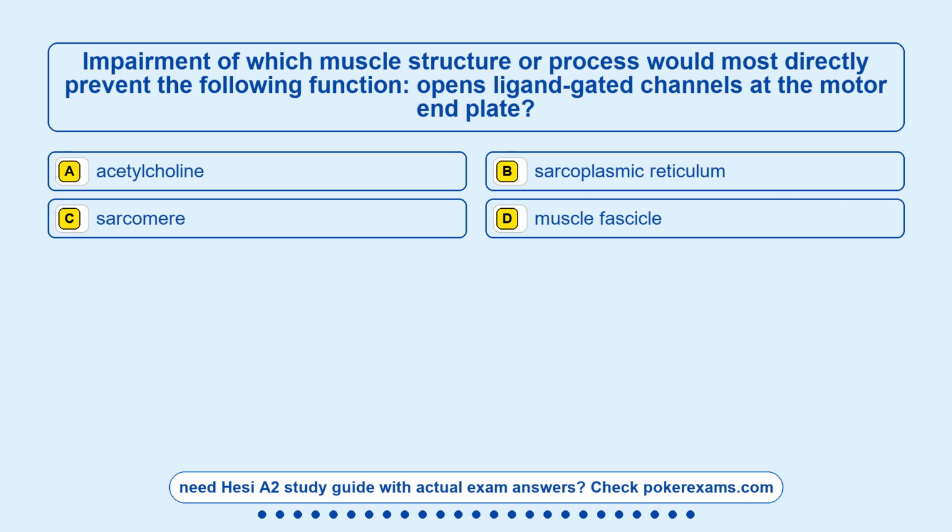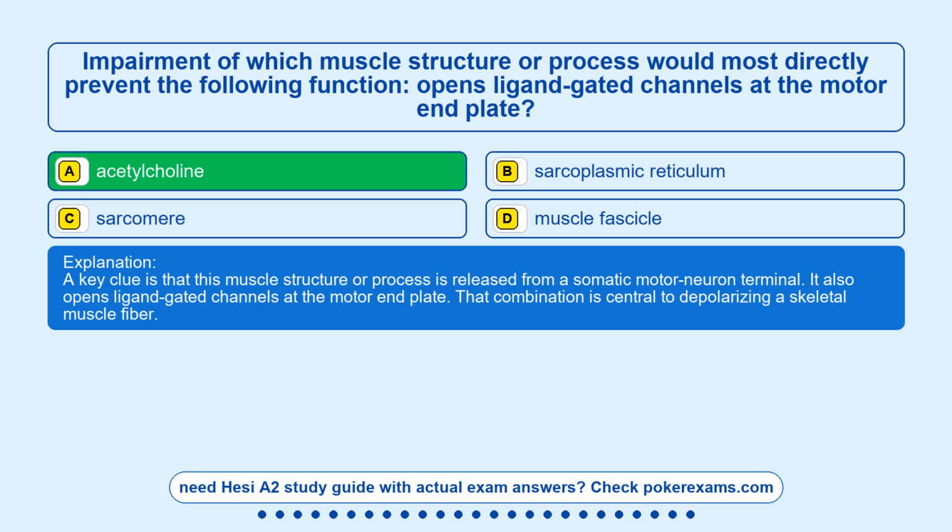Question 24. Impairment of which muscle structure or process would most directly prevent the following function? Opens ligand-gated channels at the motor end plate? Option A, acetylcholine. Option B, sarcoplasmic reticulum. Option C, sarcomere. Option D, muscle fascicle. The correct answer is option A, acetylcholine.